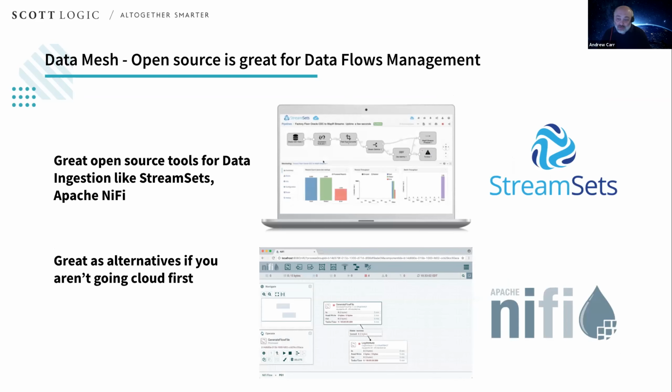In terms of data flow management, which we talked about earlier, there are some great tools out there. I just happened to pick two good open source tools, StreamSets and Apache NiFi. Commonly, they build upon other technologies as well. StreamSets, for example, builds upon Apache Spark and really does make it a lot easier to get there quickly.